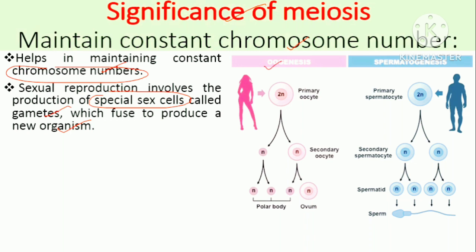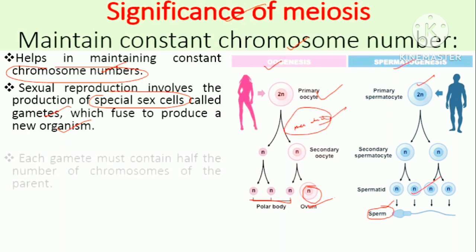Oogenesis results in the formation of haploid ovum. Out of 4 cells, 3 are polar bodies and only 1 functional egg is formed. In case of spermatogenesis, 4 functional spermatids are formed, which are haploid as compared to their parent germ cell, that is primary spermatocyte or primary oocyte, which are diploid cells. These germ cells undergo meiotic division, which results in the formation of haploid gametes.